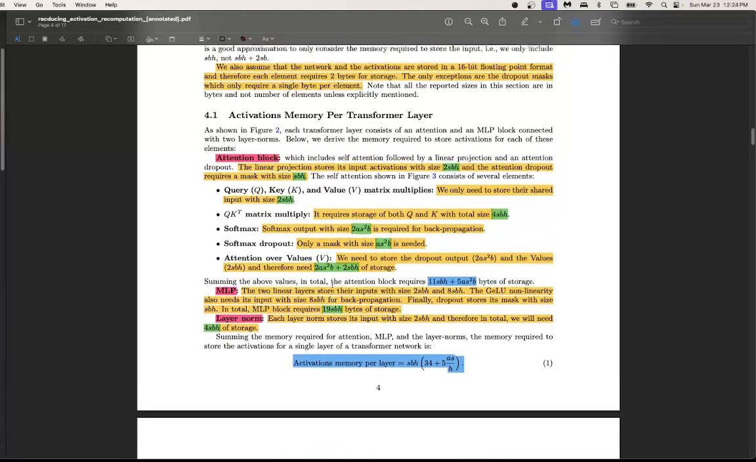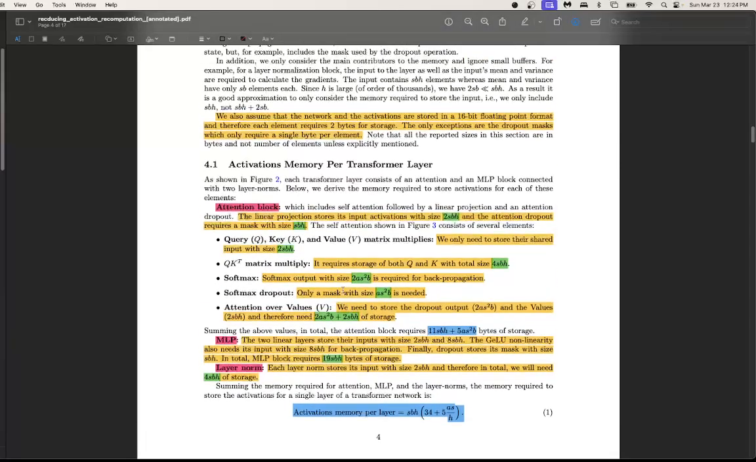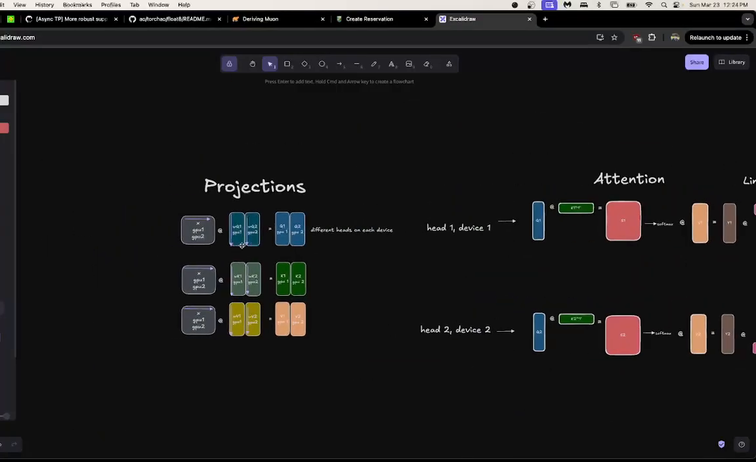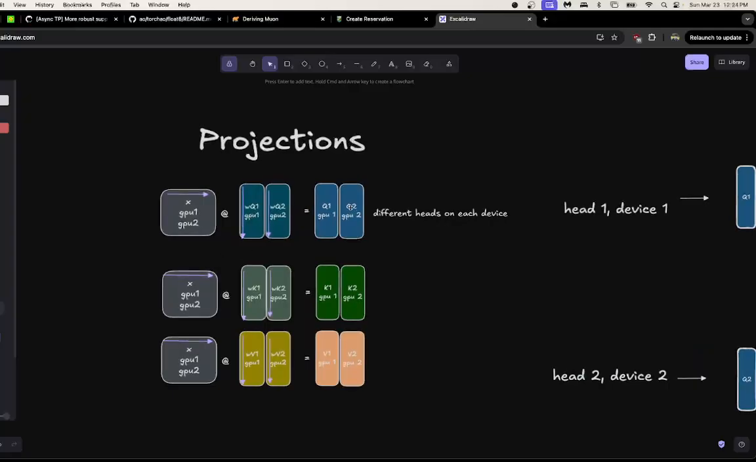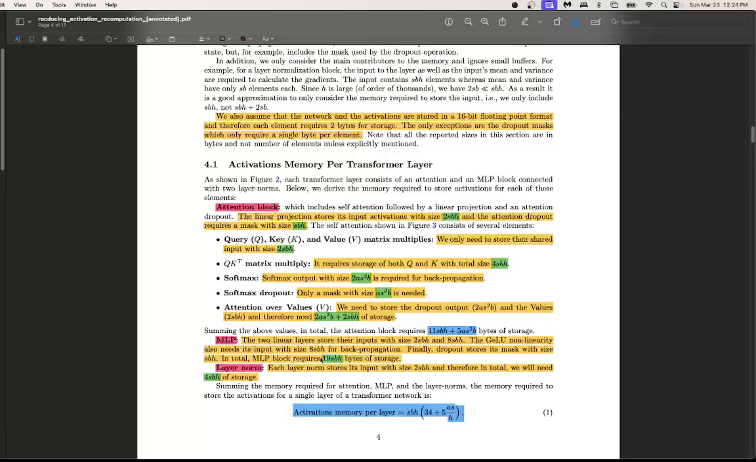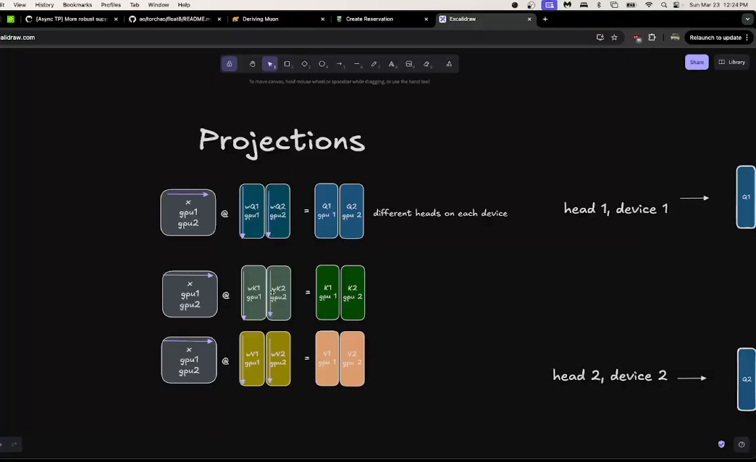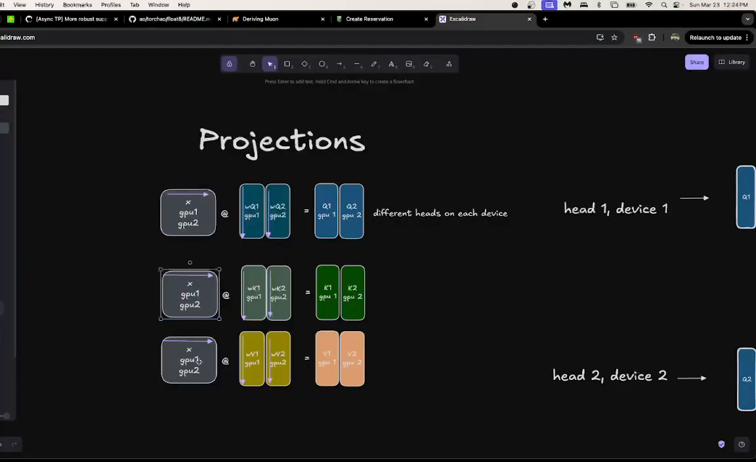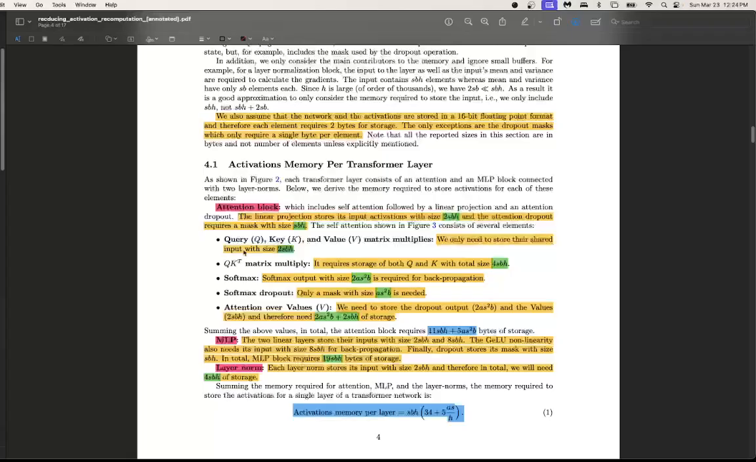Okay. Now let's keep going. Now let's look at attention. For Q, K, and V, for the projections, are those partitioned? Let's go to our diagram. So for the projections, yes, the Q, K, and V activations are partitioned. In the paper they do it column-wise, but the inputs to those are not partitioned, right? So let's read this carefully. They only store their shared input with 2 BSH. So this is not partitioned.